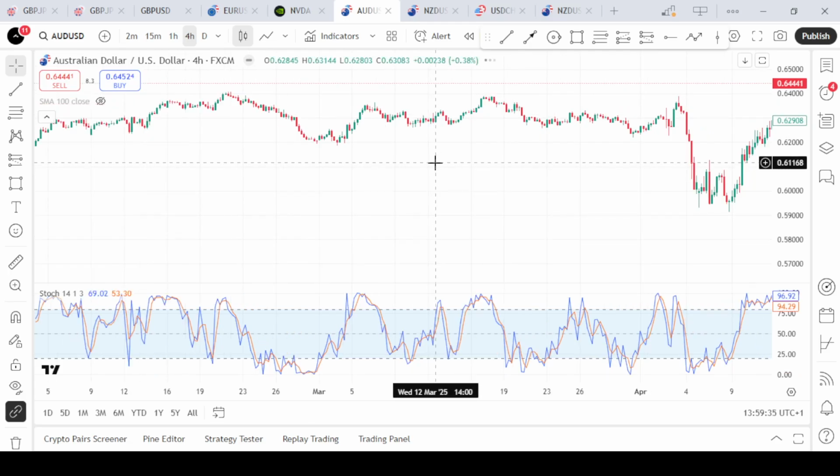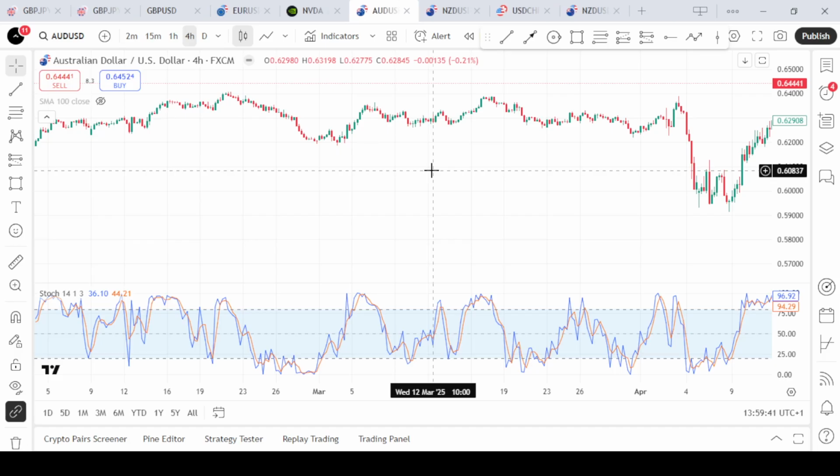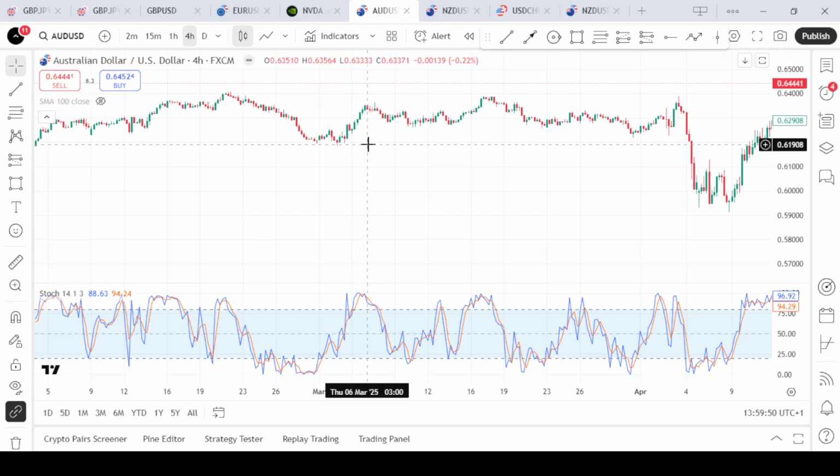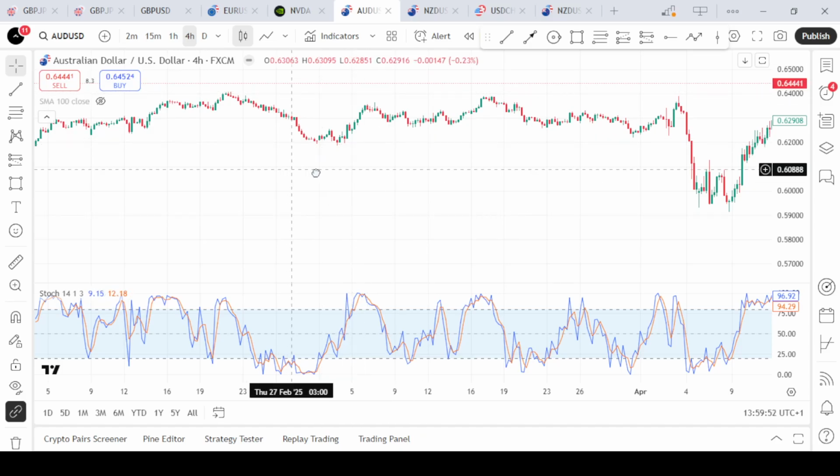What is the stochastic oscillator? This is a momentum indicator that compares a security's closing price to its price range over a specific period, helping traders identify potential market reversals by signaling overbought and oversold conditions.